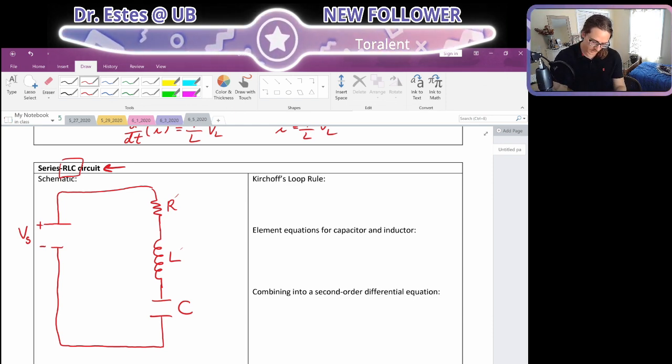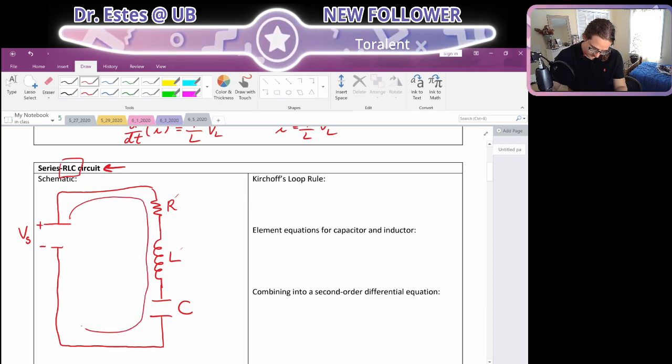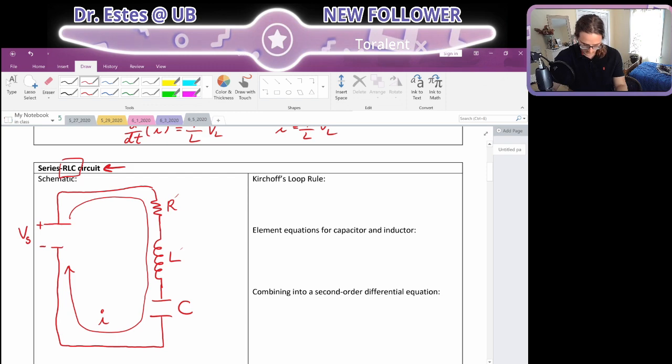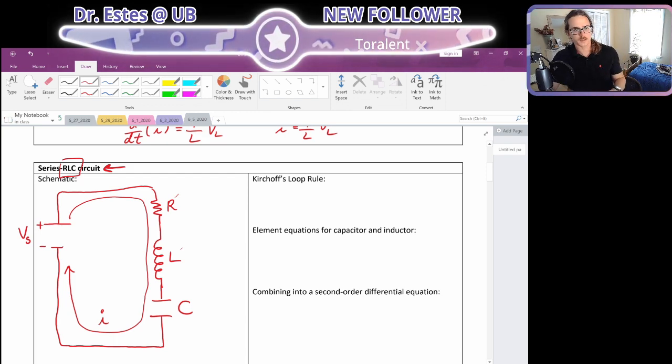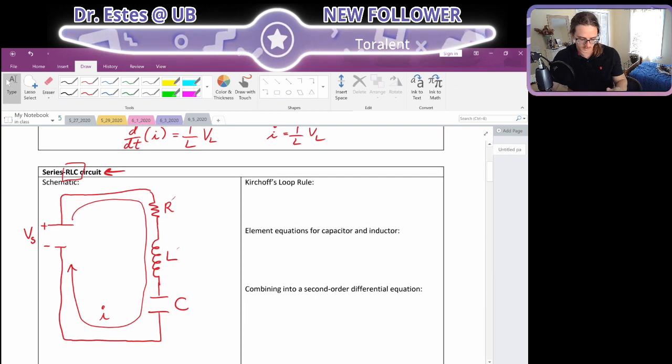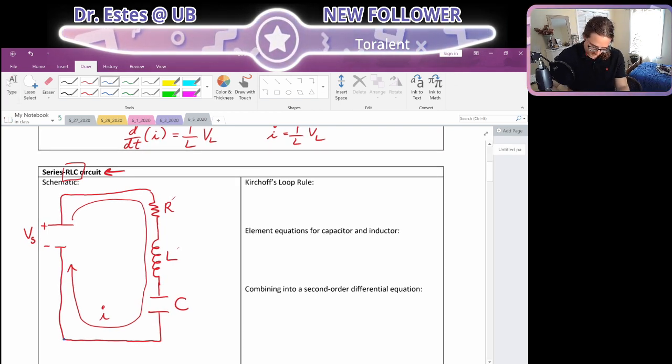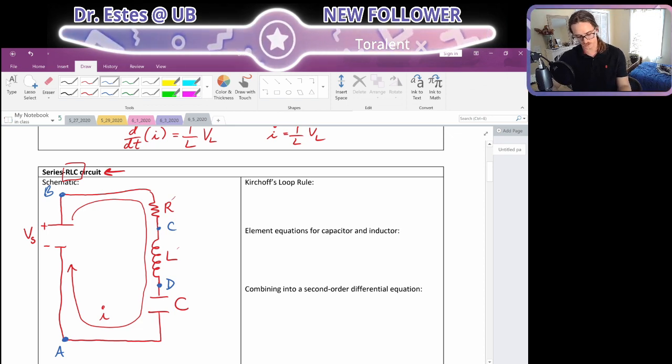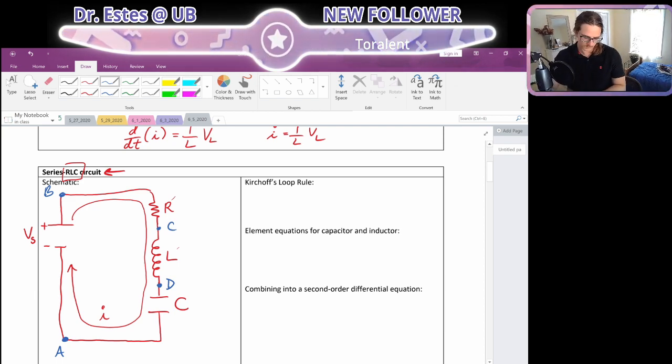All right, let's define a current. I'm just going to choose this way. And for the sake of the loop rule that we're going to use, I'm going to define some points on here: A, B, C. I'm just defining a point in between each element. So between the capacitor and the source voltage, between the source voltage and the resistor, between the resistor and the inductor, and so on.